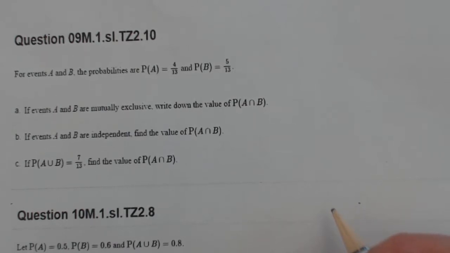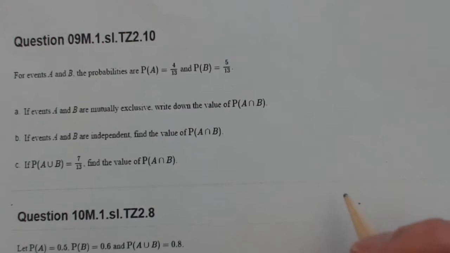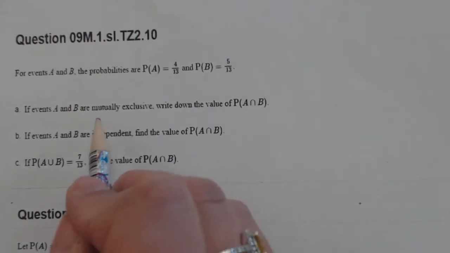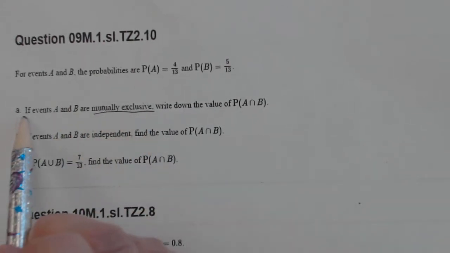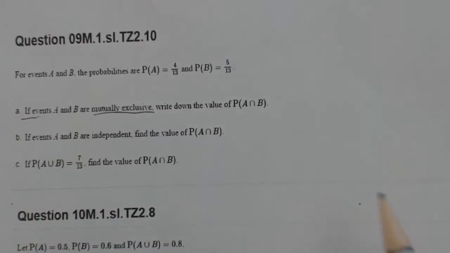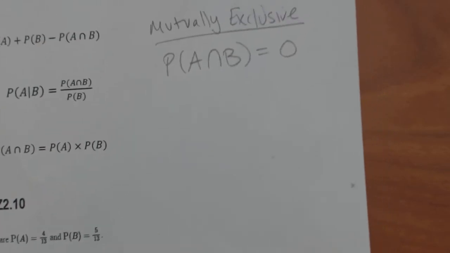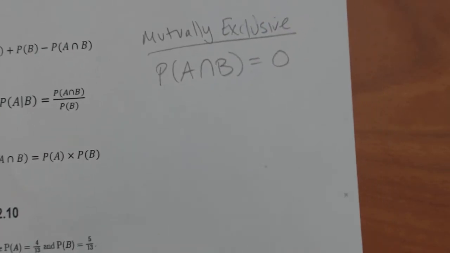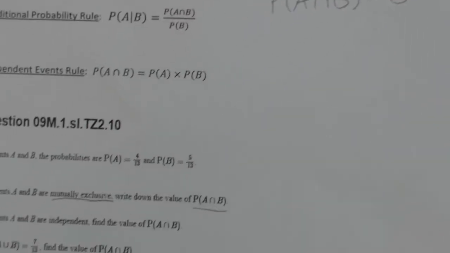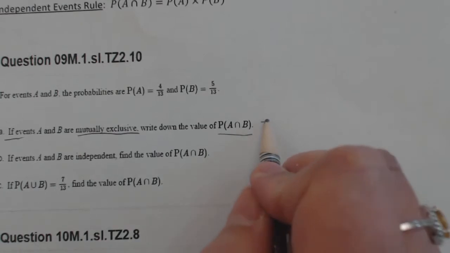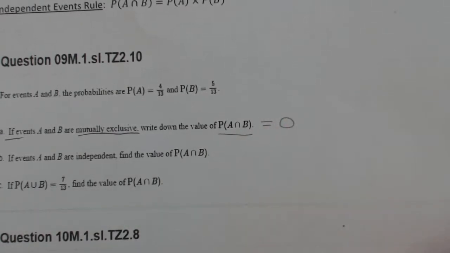Part A asks if the events A and B are mutually exclusive, write down the value of the probability of A and B. Now, here's the word that you should underline, and that's mutually exclusive, and they're saying if they are. So if they are, they want you to find the probability of A and B happening. And so if we look up, we just went over this rule. If they're mutually exclusive, they have no outcomes in common, so the probability of A and B happening is going to be 0. So we're going to go back over here. So this answer would just be 0, and that's it.